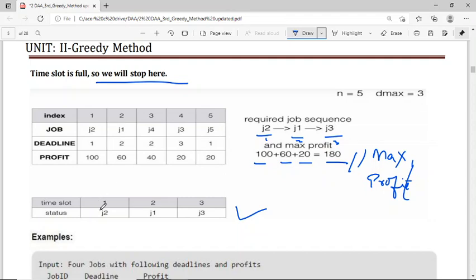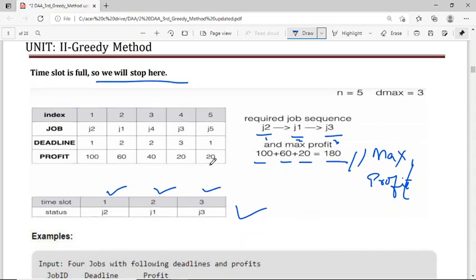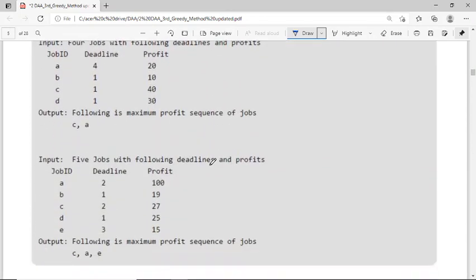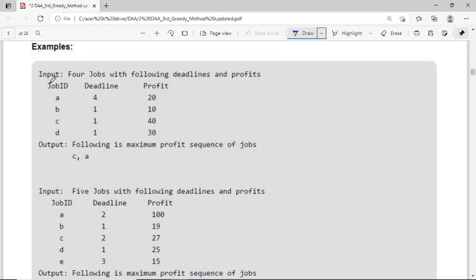And what is the status? The status is time slot: job 2, job 1 and job 3. They are completed in time slot 1, time slot 2, time slot 3. Okay, the same thing here. Input 4 jobs with the following deadlines and profits. Job IDs A, B, C, D, deadlines 4, 1, 1, 1, profits 20, 10, 40, 30. So what will be the maximum profit for this?